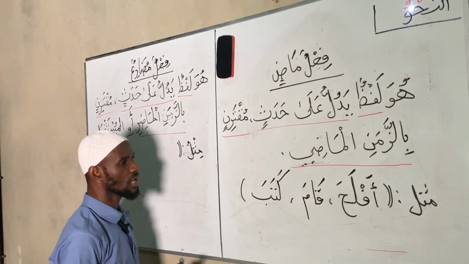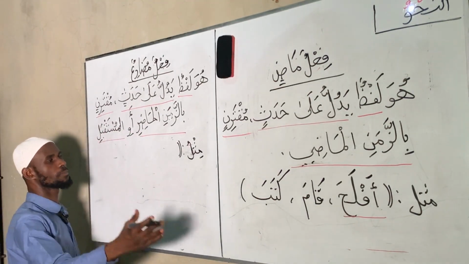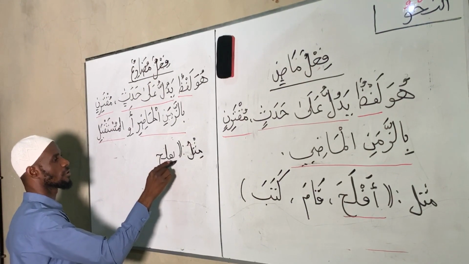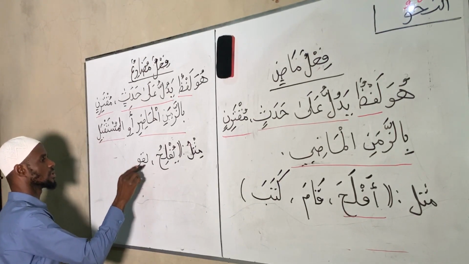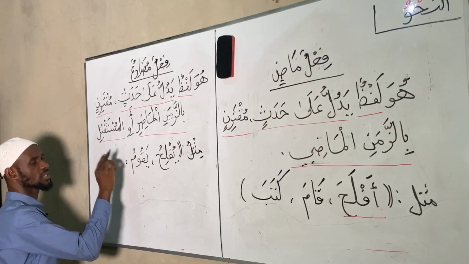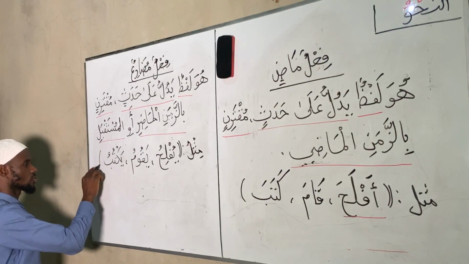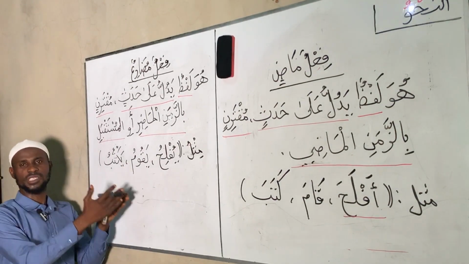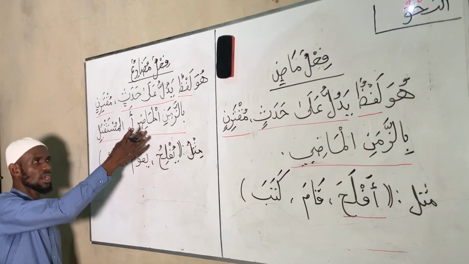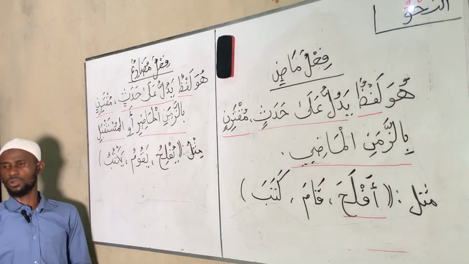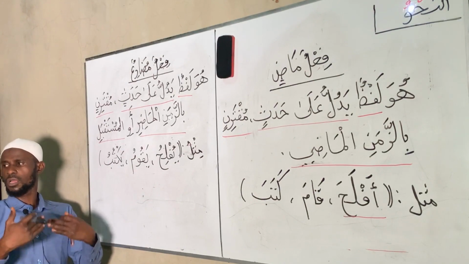So we say aflaha means it was successful. So with the present, you say yuflihu. The present of qama is yaqumu. And the present of kataba is yaktubu. Are you there? So yaqumu means he stands or he will stand, because we say present tense, al-hadir, or al-mustaqbal, the future. He stands or he will stand. Yaktubu, he writes or he will write.